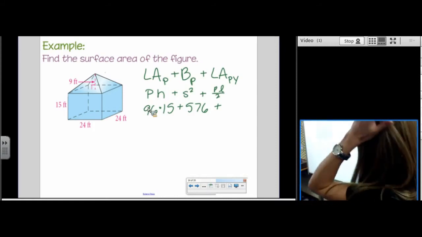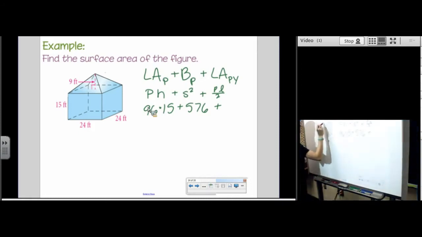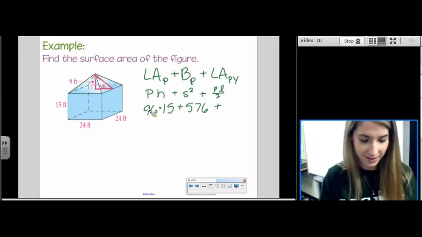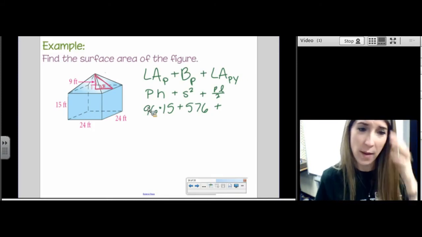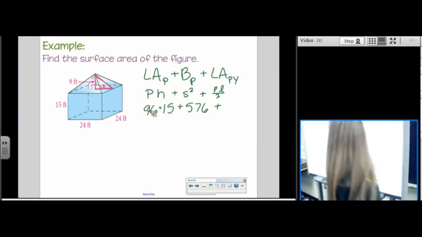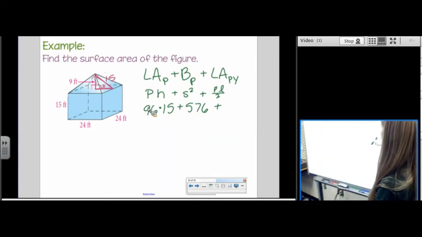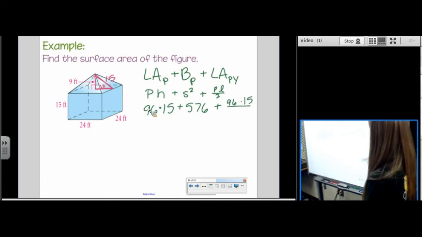The problem is that we don't have the slant height. The slant height is not 9. So let's find the slant height really quick. In this triangle, we have 9, we have 12, and thank the Lord that that's a Pythagorean triple. 15, right? Oh my goodness, so much easier than that other one. 9, 12, 15. Oh, so P is the same as the other one. It's still 96. L is the slant height, 15, divided by 2.